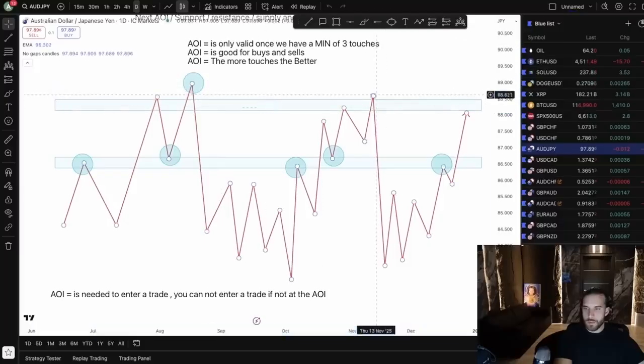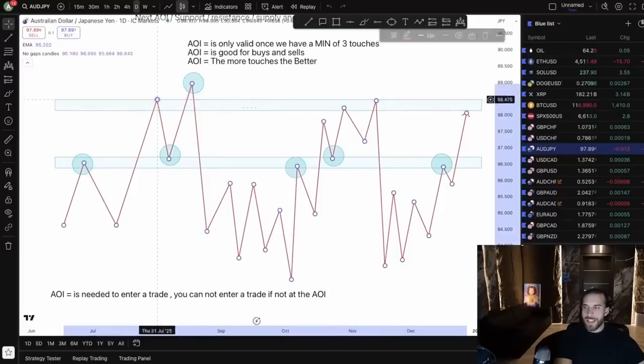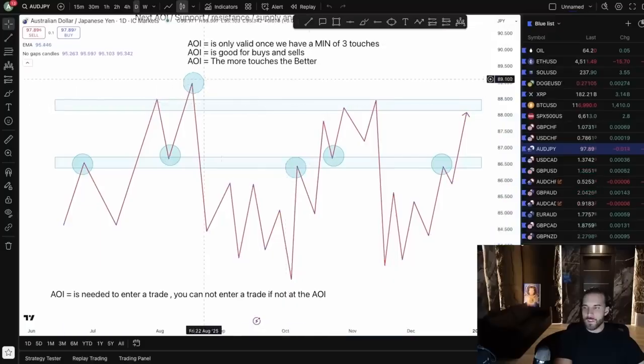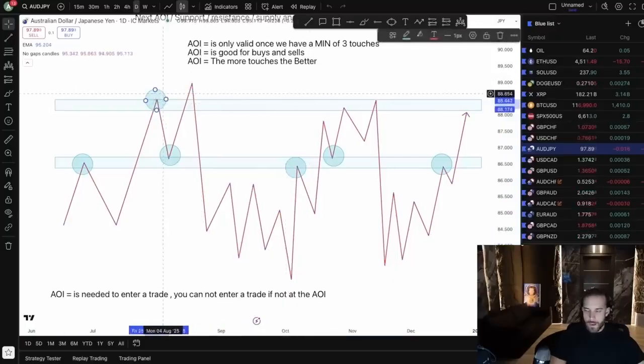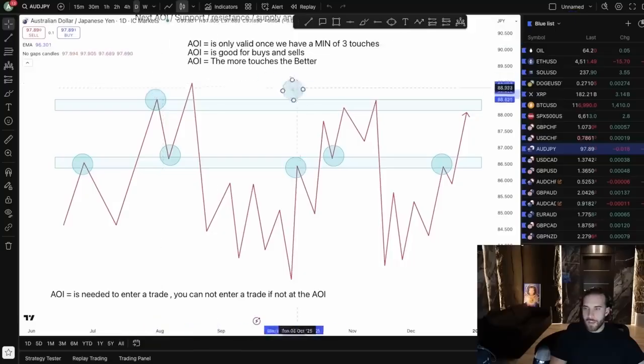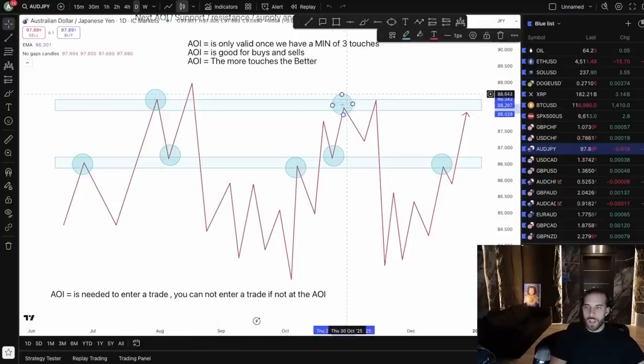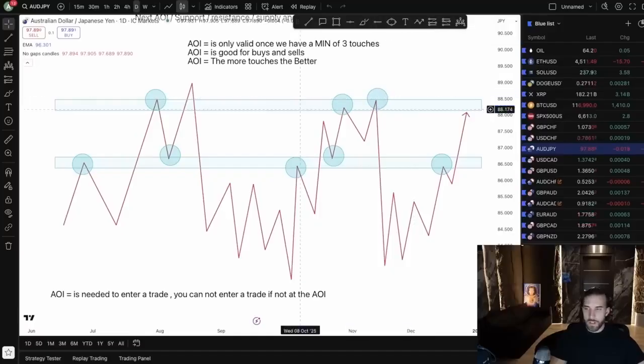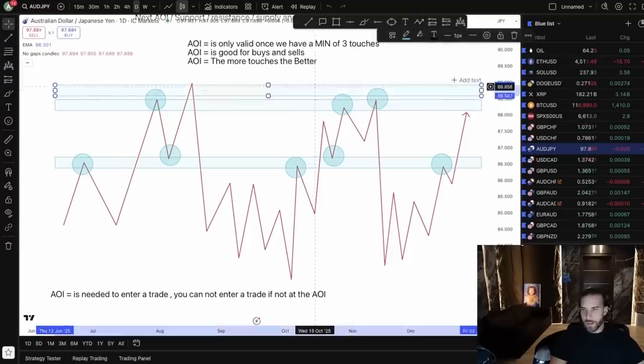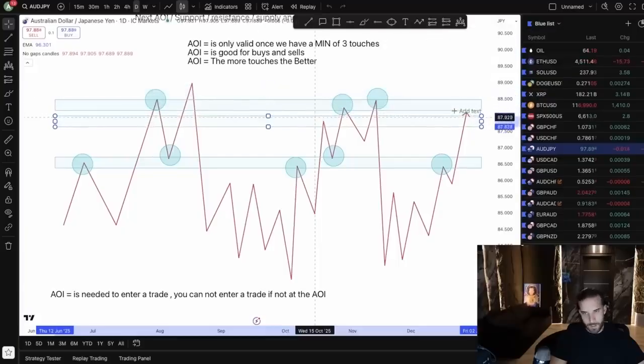What about this right here? We'll just do this for example's purposes. Is this a valid area of interest? Yes or no? Well, we have 1, we have 2, and then we have 3. Yes, this is a valid area of interest. All right, cool. Let's keep going. We're just finding something that has 3 touches and we're going to count it as our area of interest, but this is not how we find our area of interest.